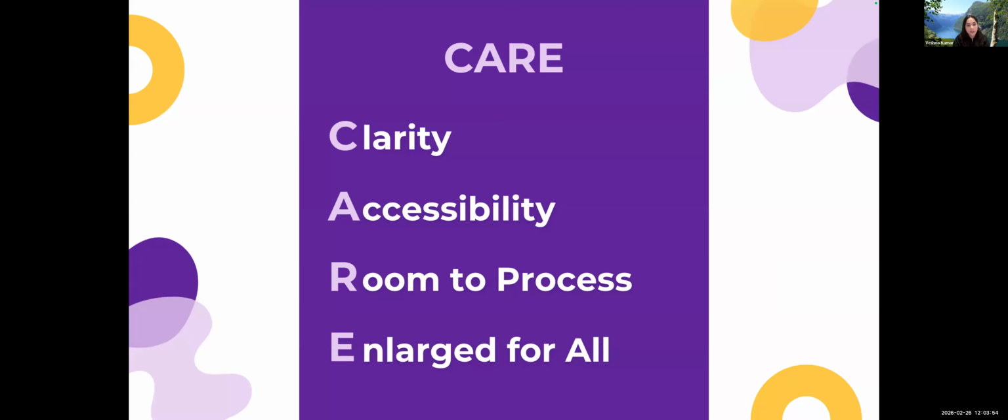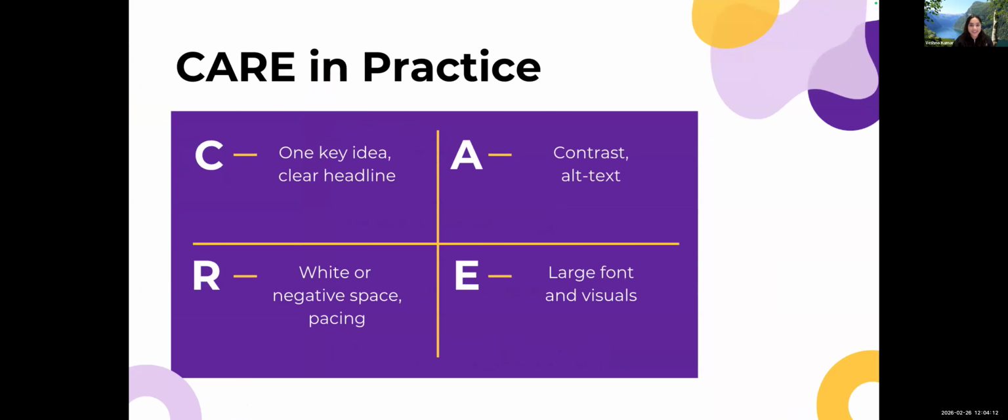So I think about accessibility not as a checklist of rules, but as a mindset. I use this simple acronym when designing slides, and it's called CARE. So clarity, accessibility, room to process, and enlarged for all. If my slides don't reflect CARE, I redesign them. So what does CARE look like in practice?